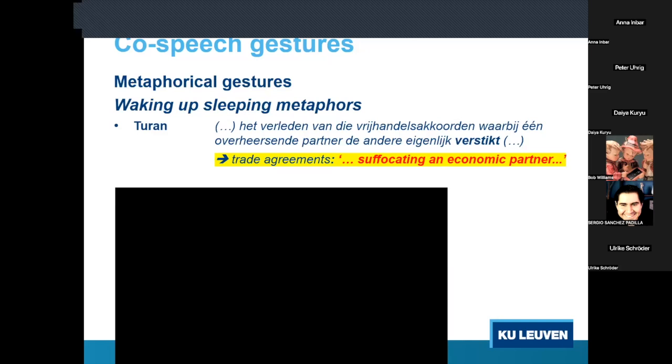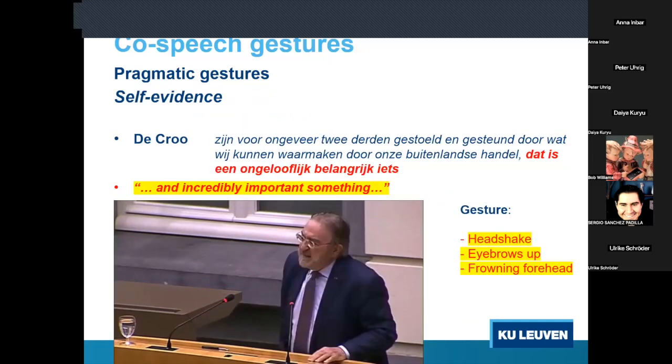Okay, this leads me too far. I'm quite excited always about metaphorical gesture, but okay.